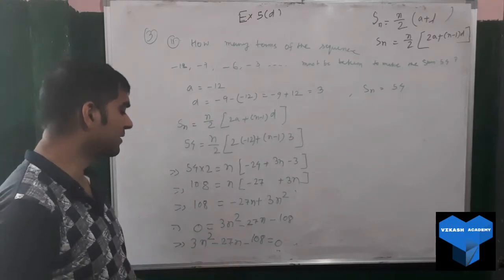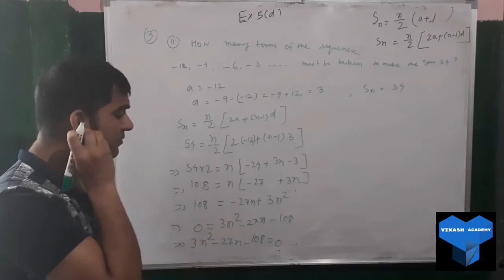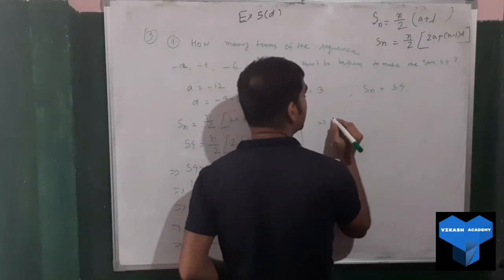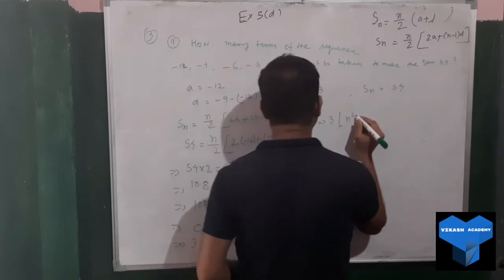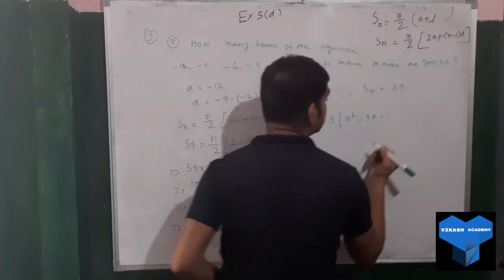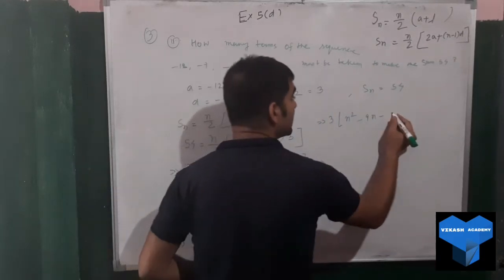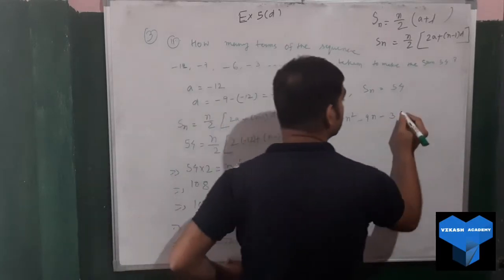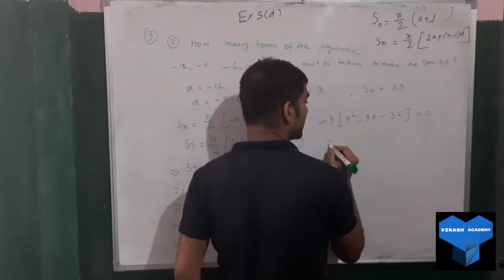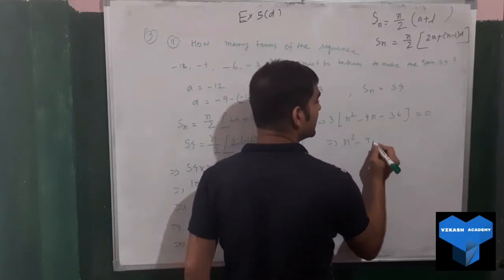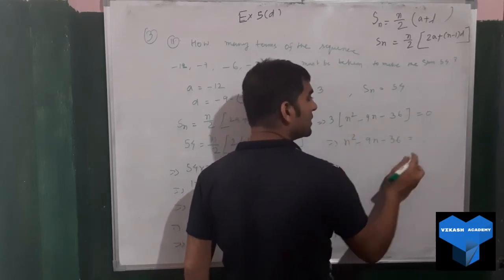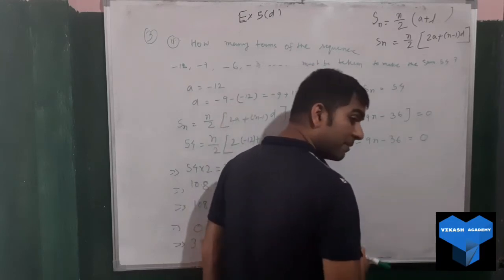Next, we have to do the middle term factorization, or we can take common, okay? So here we will try to take common 3. When we take common 3, we get n squared minus 9n minus 36 is equal to 0, because 3 9s are 27 and 3 12s are 36. 0 by 3 will be 0, so directly I am writing 0 here.